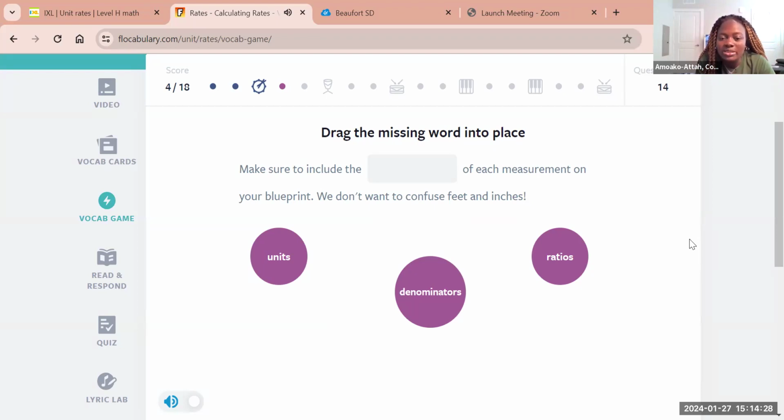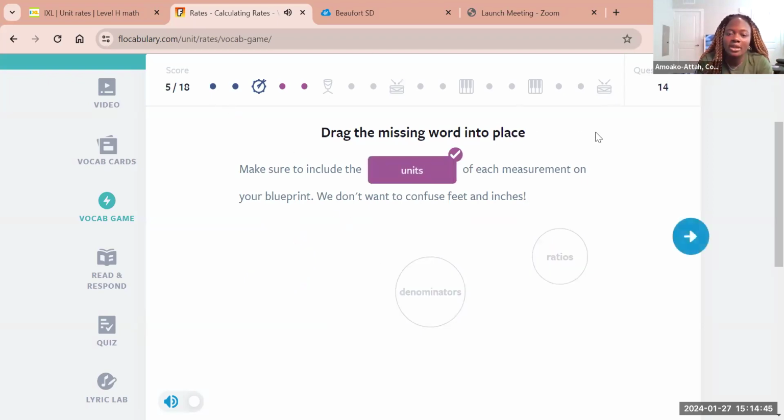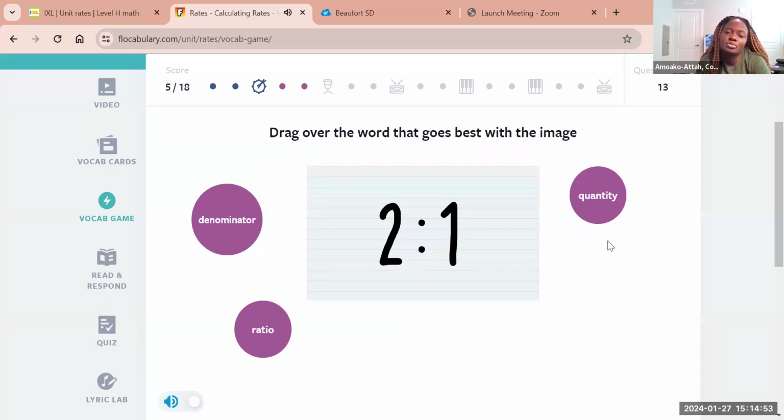Make sure to include the units of each measurement on your blueprint. That is because we don't want to confuse things, like inches. So you need to include the units of each measurement, so that you'd be able to know the particular units you are dealing with or calculating. Drag over the word that goes best with the image.